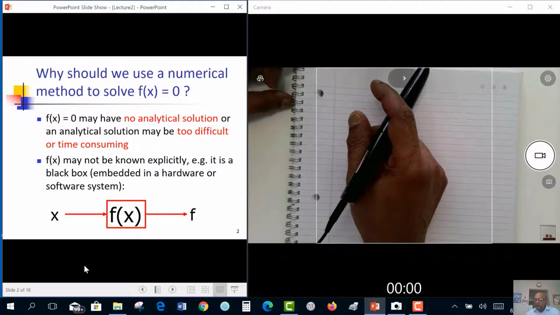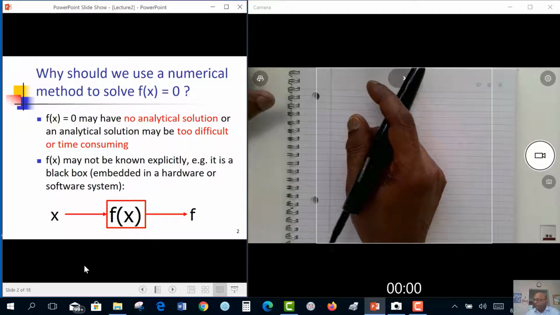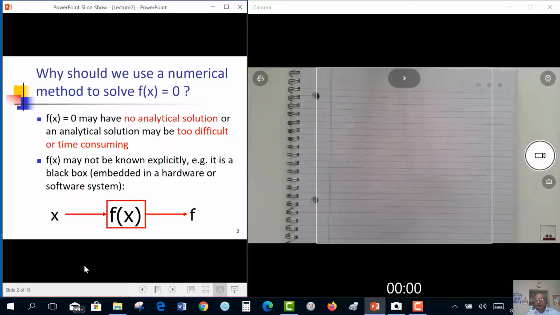Another idea may be that we don't know the function explicitly. That means it is a black box. It is embedded in a hardware or software system, and that is most likely to be the case when you are going to be using numerical methods in design of a product or a process. So most of the time you would not have that product or process functional behavior like f of x explicitly. So that's why we want to learn numerical methods.